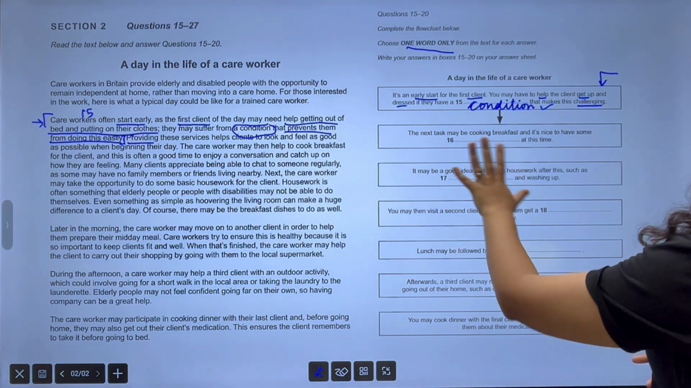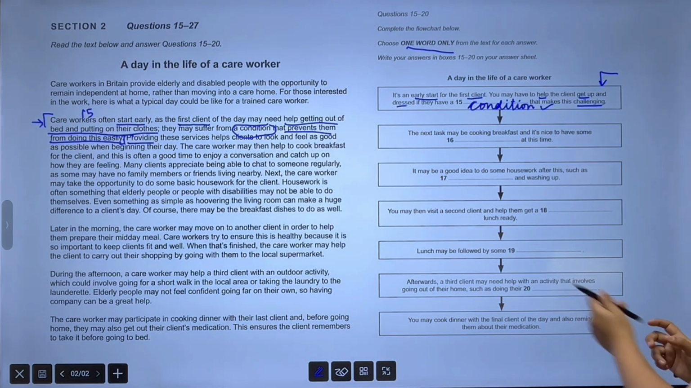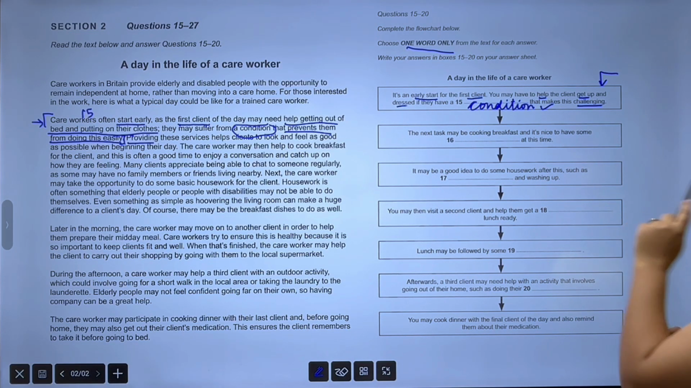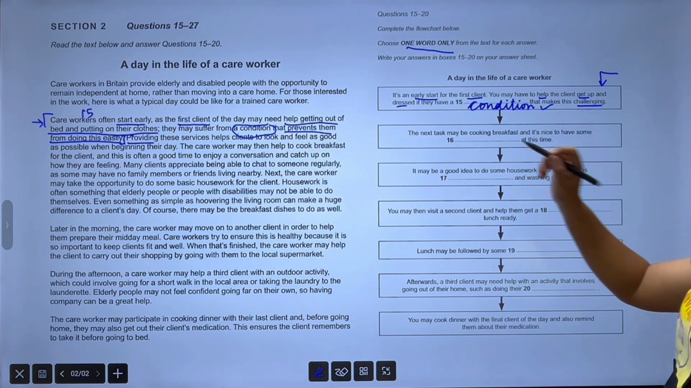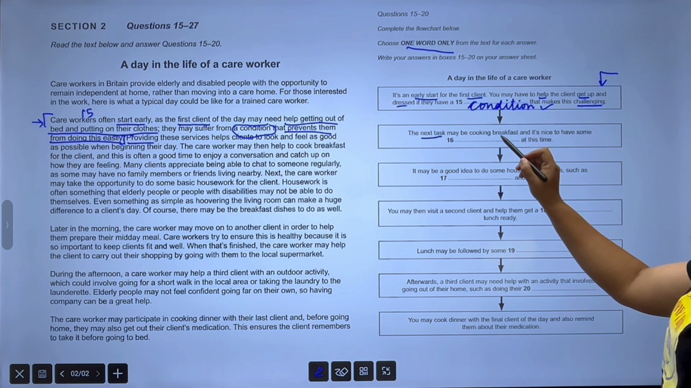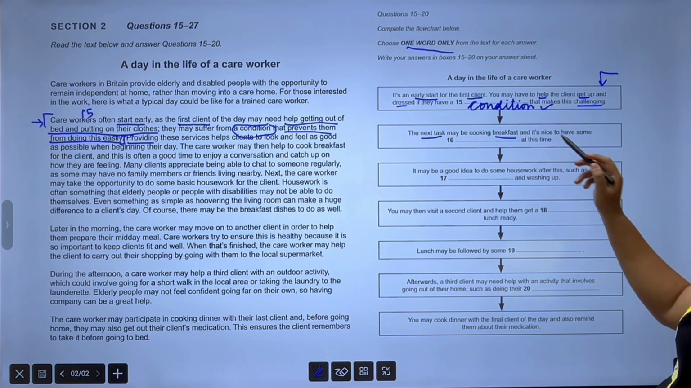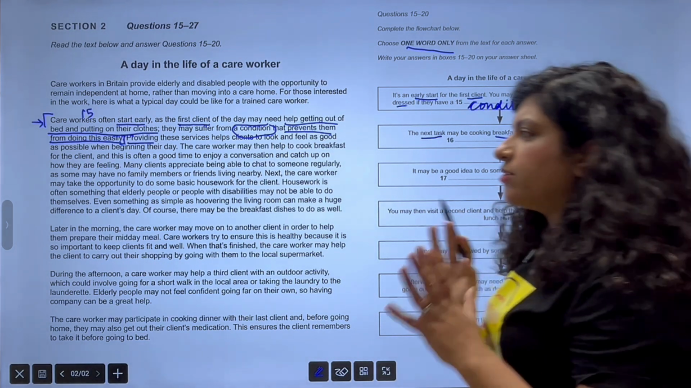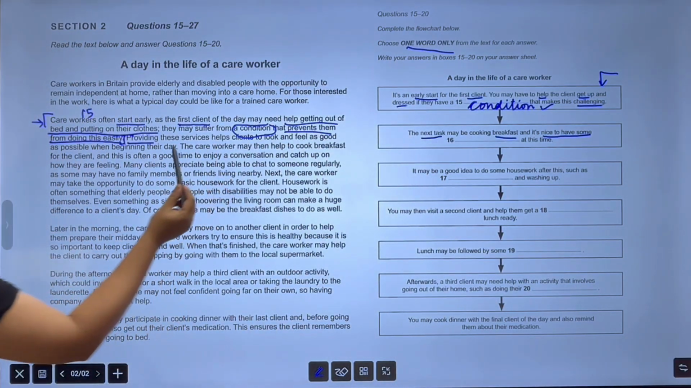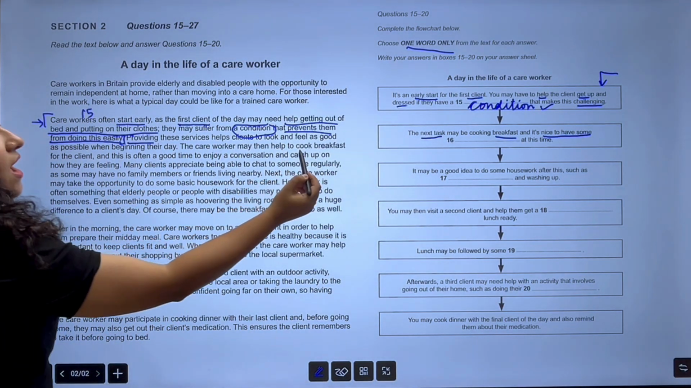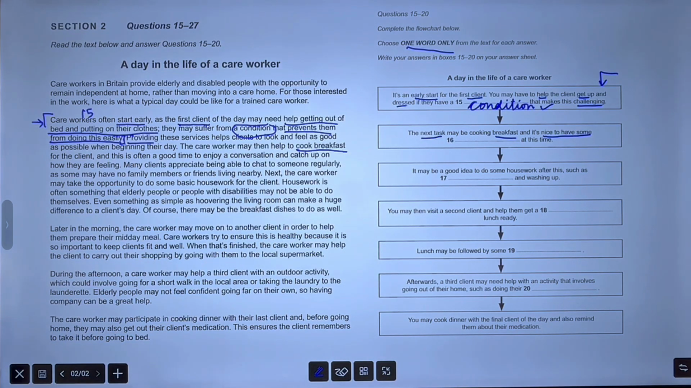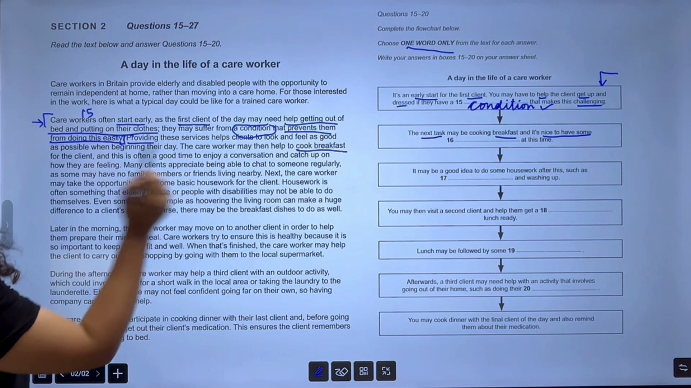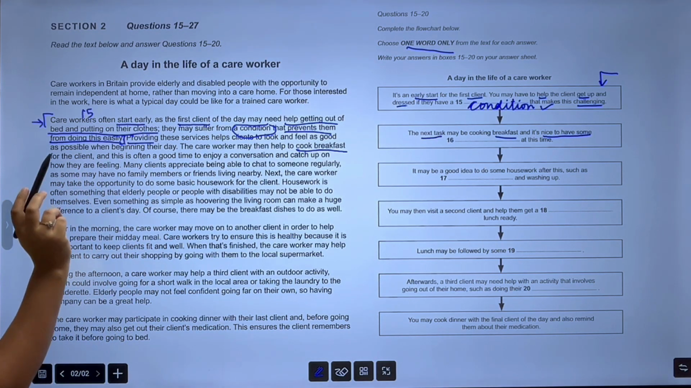So now, again, we do the same thing, identify the keywords. The next task may be cooking breakfast, and it's nice to have some dash at this time. Again, next task, this is the keyword, breakfast, this is the keyword. And it's nice to have something at this time. So now we look for these keywords. Start scanning from here. So I have my keyword over here, cook breakfast for the client. And this is often a good time to enjoy a conversation and catch up on how they are feeling.